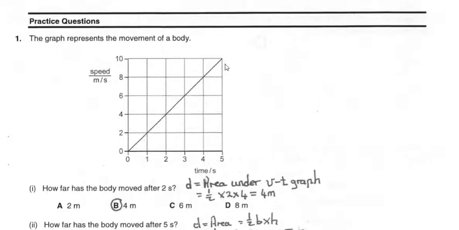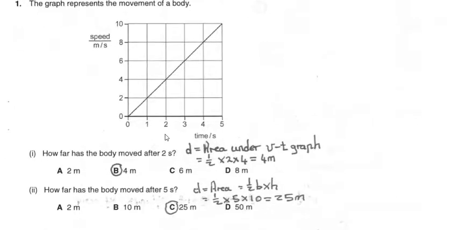If we did the total time, how far has it travelled in the whole 5 seconds, we'd do a half times 5 times 10, which would give us 25 meters. How far has the body moved after 5 seconds? There we go, 25 meters.